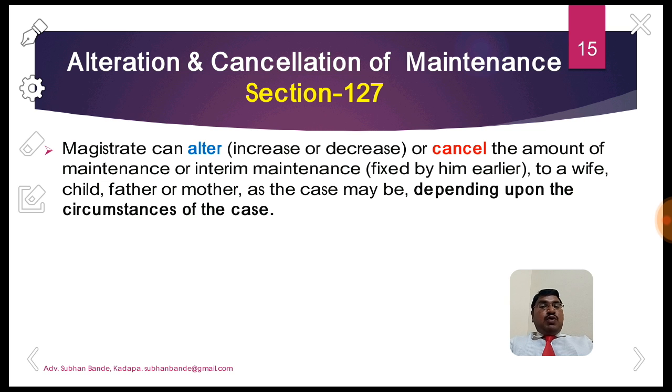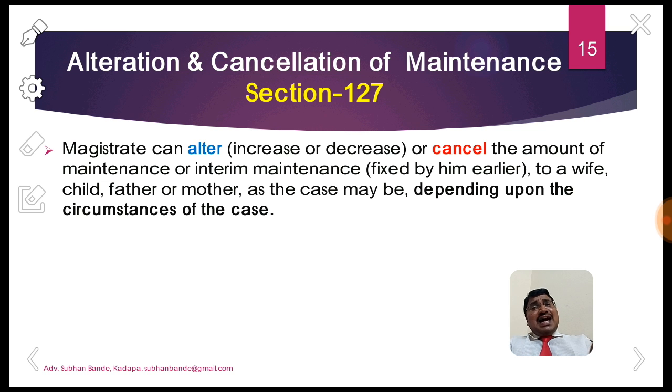An unmarried daughter has the right to obtain maintenance from her father. Once she gets married, then on application from the father, the magistrate can cancel the amount of maintenance to the daughter. If the divorced wife remarries some other person, then on application from the ex-husband, the magistrate can cancel the amount of maintenance.